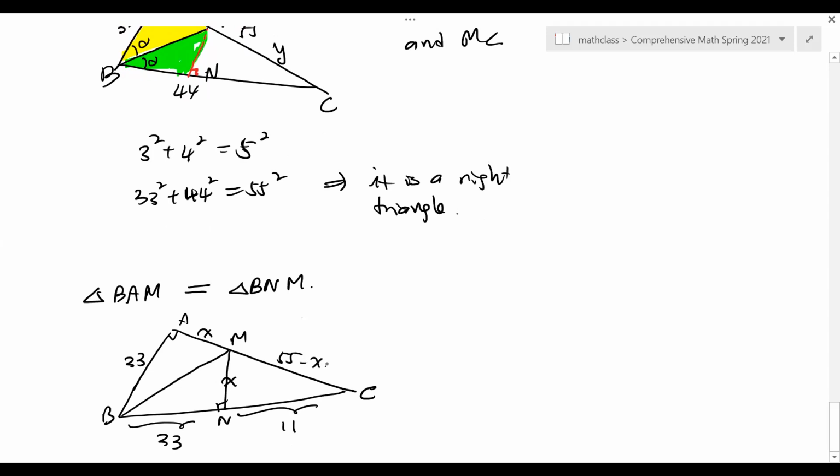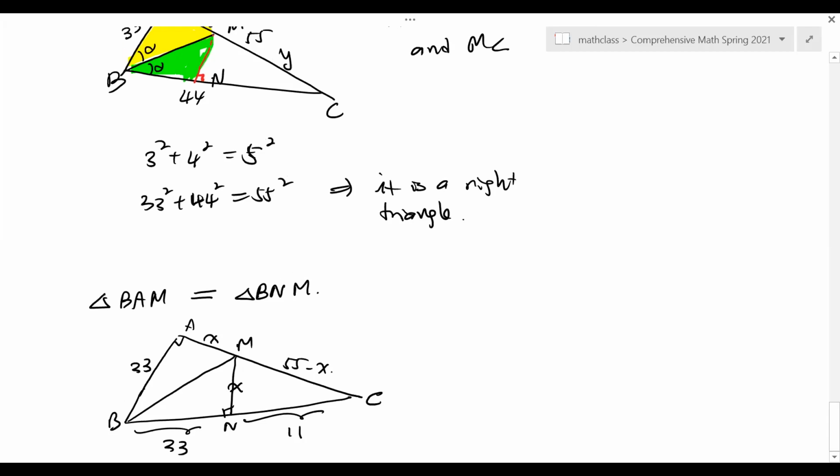I don't think we can hear you. All right, so I accidentally muted my microphone. So I redraw the picture.